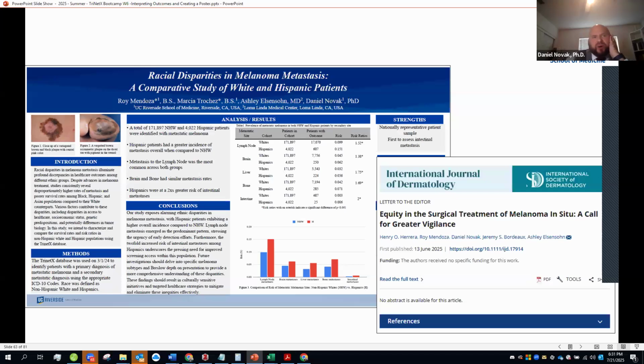First, I think there's a really great one done in the past on racial disparities in melanoma metastasis, done by one of our students, Roy Mendoza, who's gone on to residency in dermatology. And he also actually turned this into a paper, which was really great, into a letter to the editor that uses the data from TriNetX to make an argument for the need for greater equity in the surgical treatment of melanoma. So I think that's really cool. And to use data this way to make an impact on social determinants of health, and outcomes for patients from underserved groups, I think that's really, really wonderful.